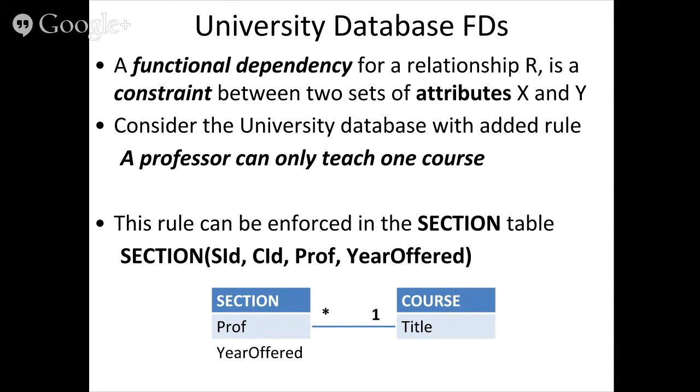So for instance, imagine that in our original discussion, in our original paragraph describing the university database, we have the additional sentence. It says, a professor can only teach one course. Right? That's a new rule. That's a new rule.